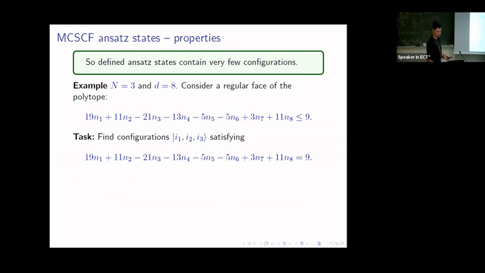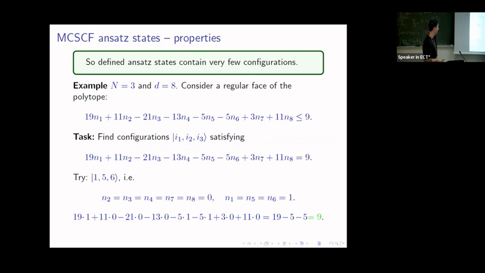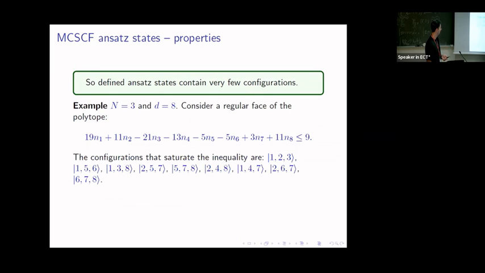Now, let's try another one. Let's try 1, 5, 6. So now 19 times 1, 5 times 1, and now 6, plus 5 minus 5 times 1 again. So it's 19 minus 10, so it's 9. So this is a configuration that lies on this hyperplane. So it does enter the ansatz. And now we have to do this for every configuration to find the ansatz. And these are all the configurations that will satisfy this equality.